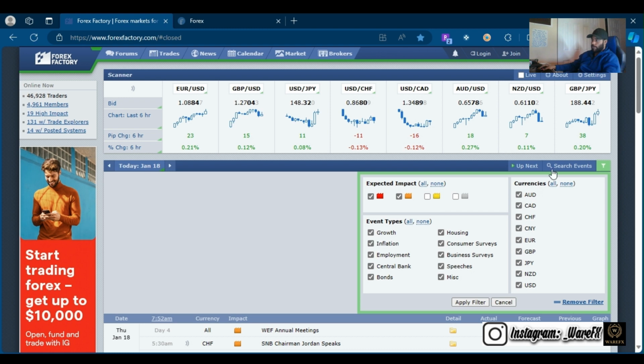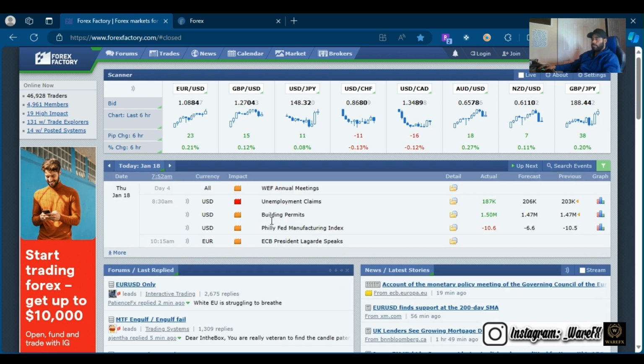And you can come over here and select what currencies you use. So if you don't trade the New Zealand dollar, buy. If you don't trade the CNY or the CHF or the CAD, buy. Well, some people trade the CAD, so I'll leave that on there. Boom. You go to apply filter, and there you go.